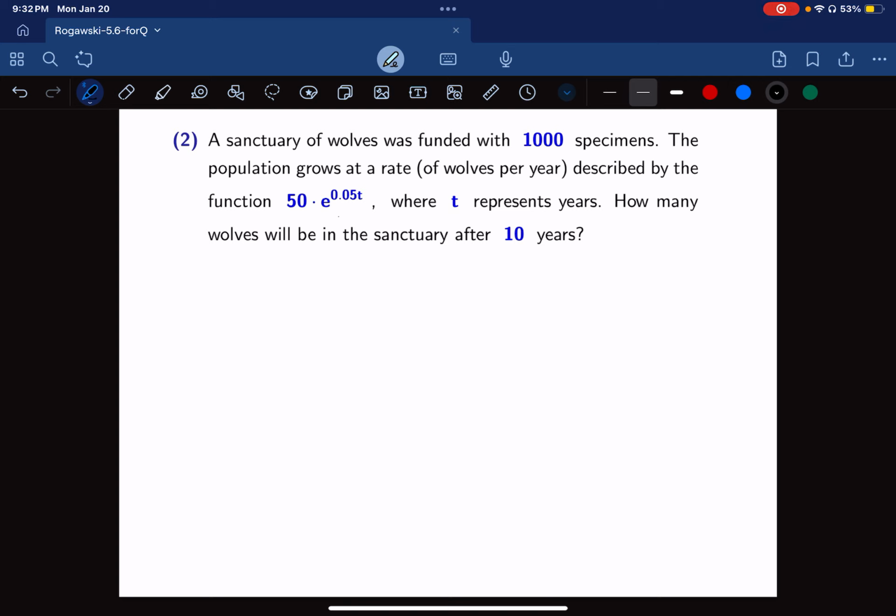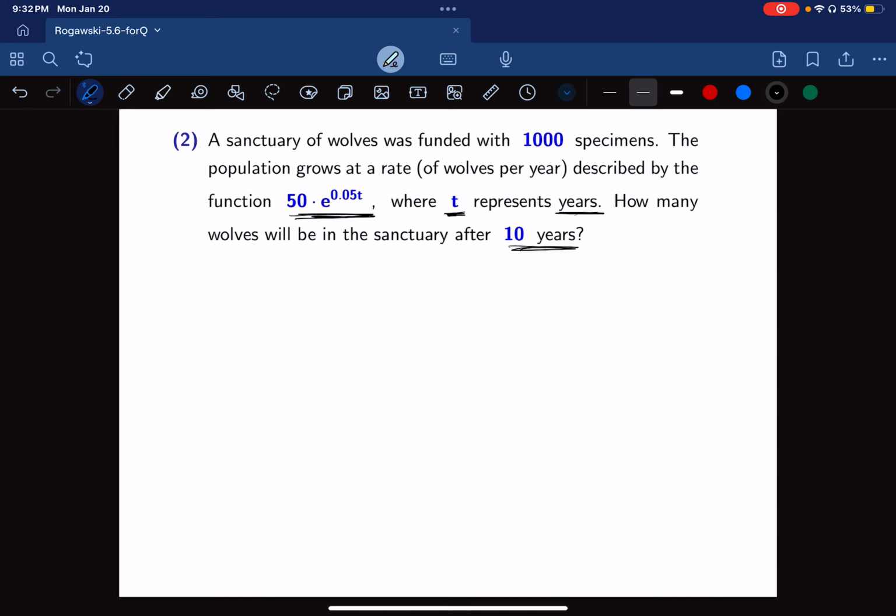The only difference is in the previous question, we were given an amount and we were asked to find, using the rate of change equation, when the position equation would equal that amount. But in this case, we're already given a time period, which is 10 years, and we're asked to find out how many wolves there are after those 10 years using this rate of change equation where t is in years.